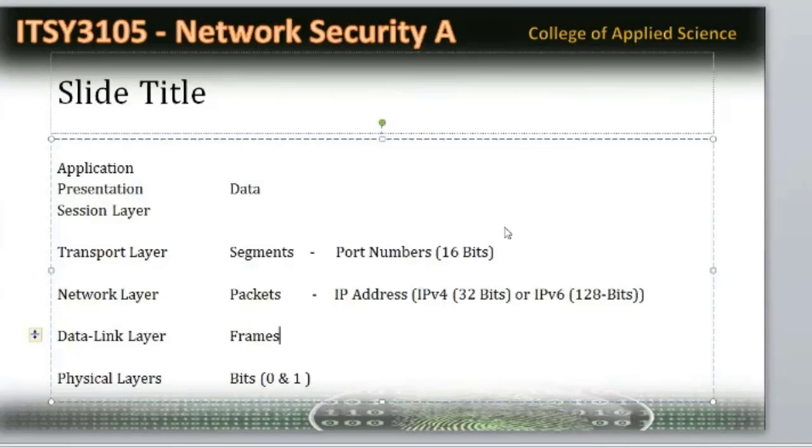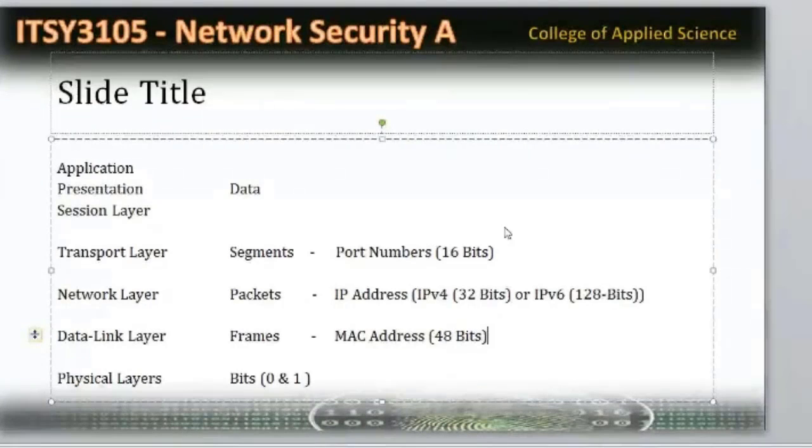Then, in the data link layer, what type of address is used? This is the MAC address. The MAC address will be used. What is the length of the MAC address? The length of the MAC address is 48 bits. This is a very important thing, so you have to remember.